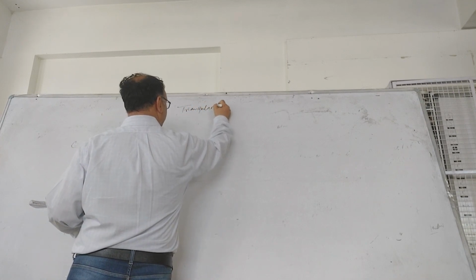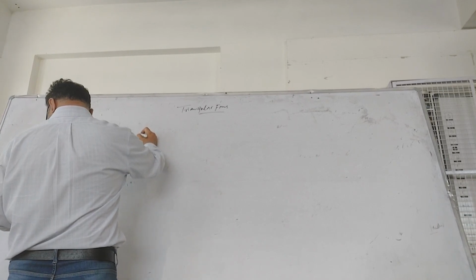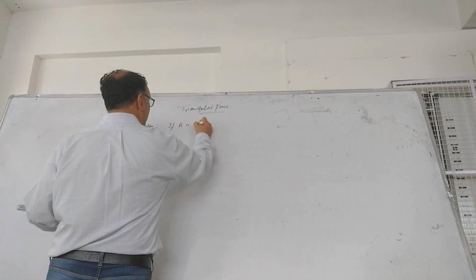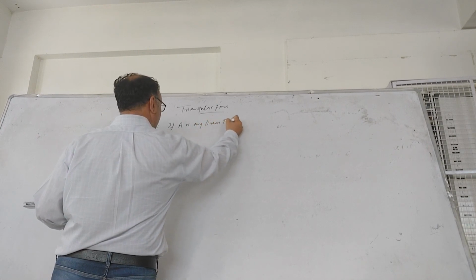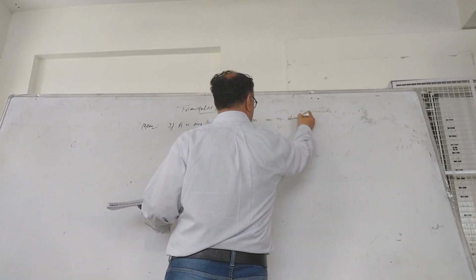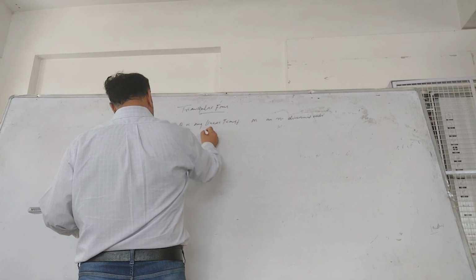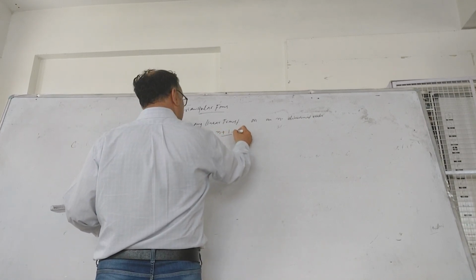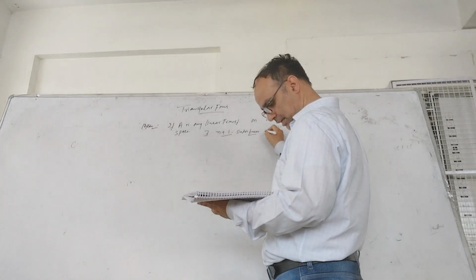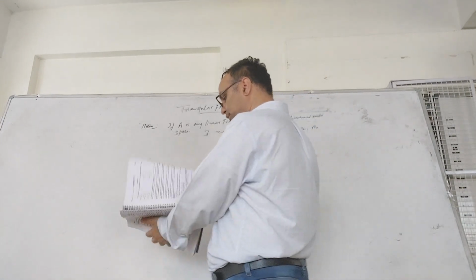Triangular form. If there is a theorem: if A is any linear transformation on an n-dimensional vector space, there exists n plus 1 subspaces M naught, M1, up to M n minus 1, M n, with the following properties.